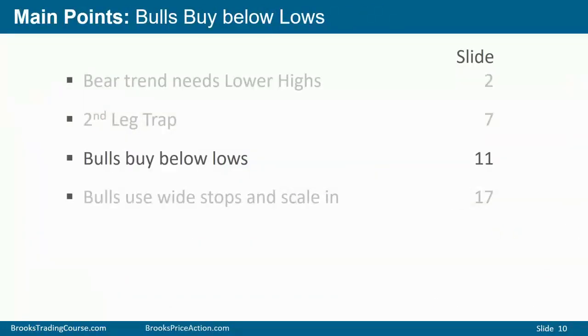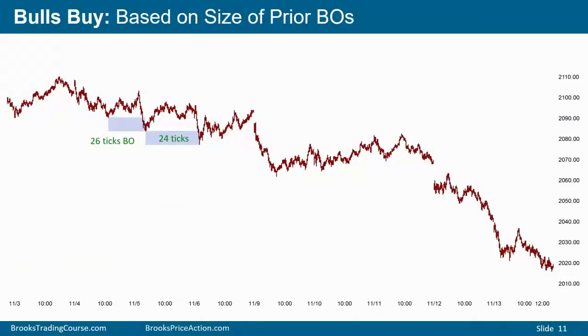Bulls like to buy below prior lows, and they'll pay attention to how far lows have been below breakout points to get an idea of where they should buy. Should they buy exactly at the prior low, or should they look to buy a certain number of ticks below that prior low? This breakout point, 26 below the breakout, 24 tick breakout here.